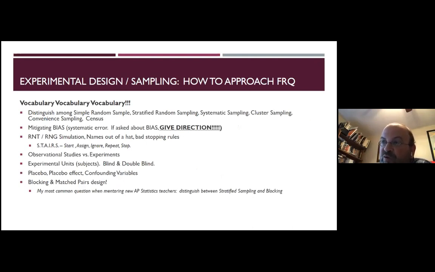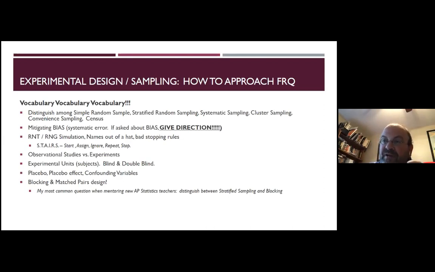So how are we going to approach free response questions in the experimental design world? It's all about vocabulary, vocabulary, vocabulary. There's a number of different sampling methods that students are expected to understand, be able to simulate, and be able to discuss: simple random sampling, stratified random sampling, systematic sampling, cluster sampling, convenience sampling, and taking a census, which is technically not a sampling method.